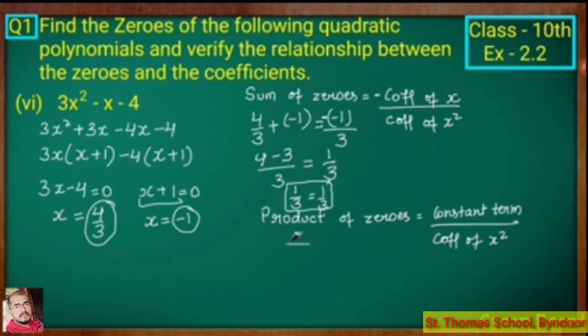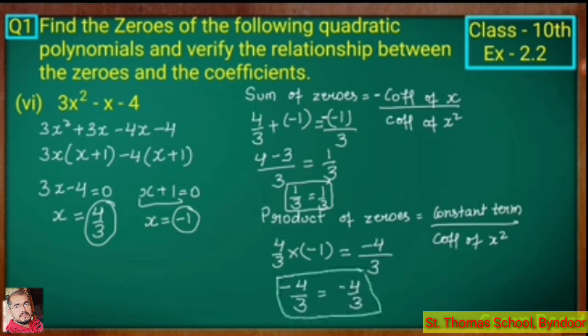Now next is the product of the zeros, which is the constant term divided by the coefficient of x². Product of the zeros means 4/3 into −1 equals the constant term, which is −4, divided by the coefficient of x², which is 3. Now multiply: 4/3 into −1, plus into minus is minus, 4 into 1 is 4, divided by 3 equals −4/3. Both sides are equal.